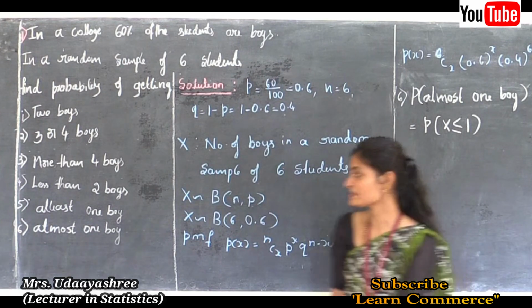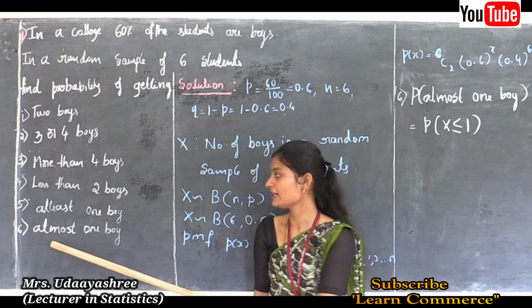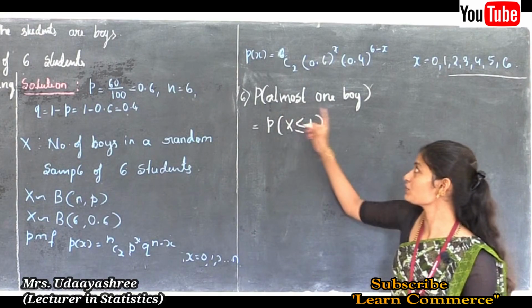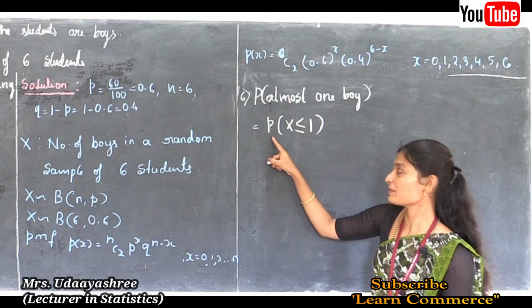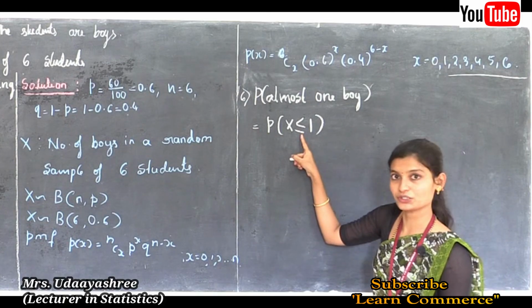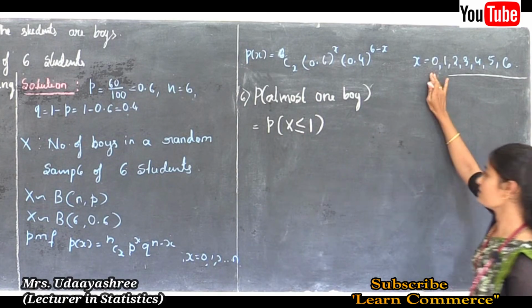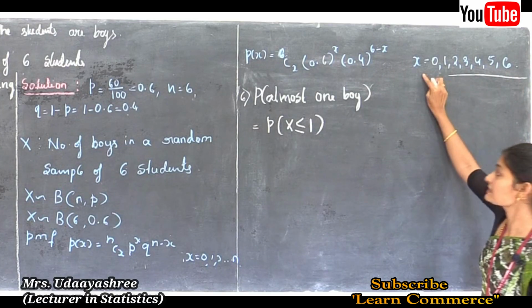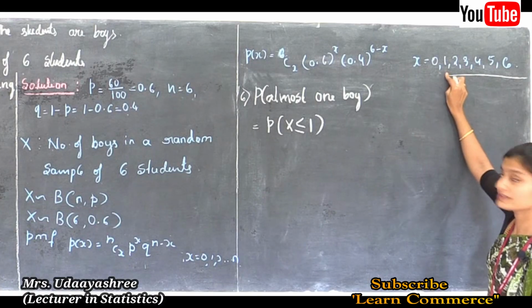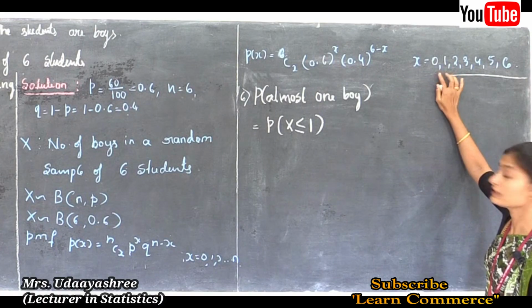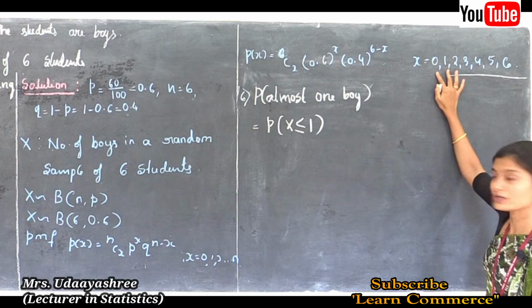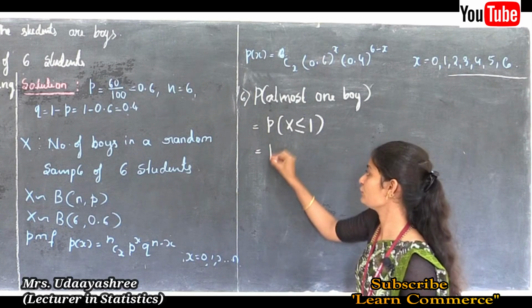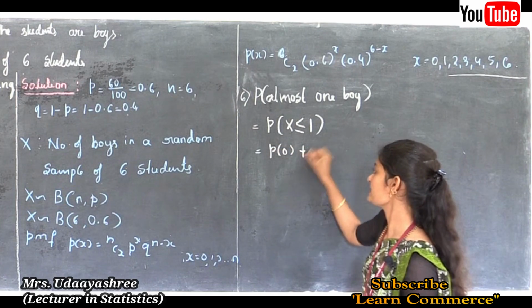Okay, next the last sub question, that is probability of getting at most one boy. How to write probability of getting at most one boy? You can write it as probability of X less than or equal to 1. See, here X observations are 0, 1, 2, 3, 4, 5 and 6. So, X less than or equal to 1 means there are two values, one is P of 0, another one is P of 1. So, this is equal to P of 0 plus P of 1.